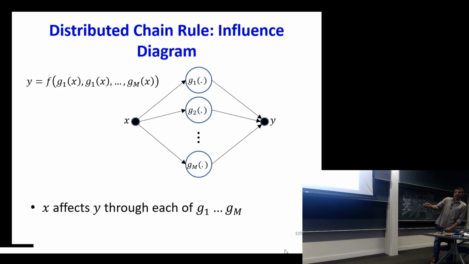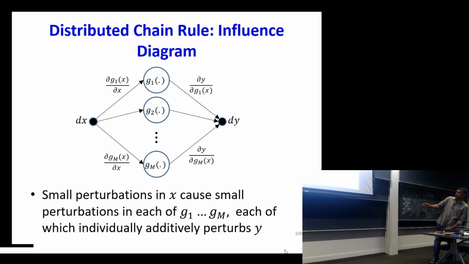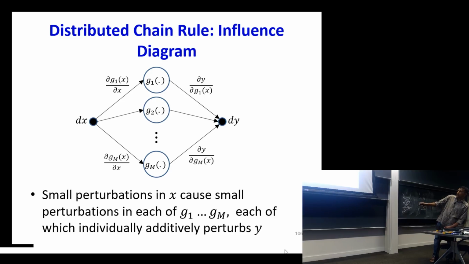This is the correct way to look at it. A change of x affects every one of these guys. A change in any of these guys is going to affect y. So when I think of how much does a small change in x affect y, a small change in x results in a small change in g1, which results in a small change in y. A small change in x affects a small change in g2, which results in a small change in y. And all of these contributions are additive.